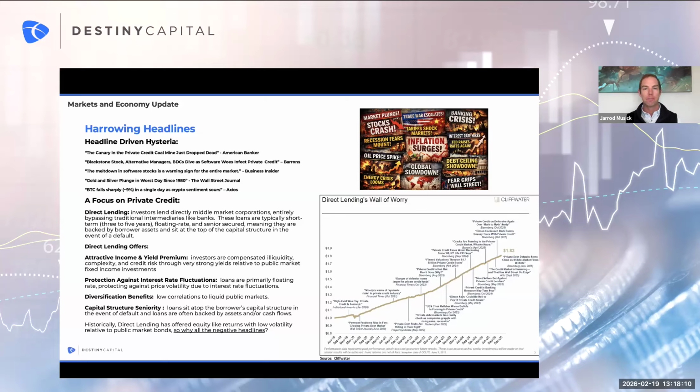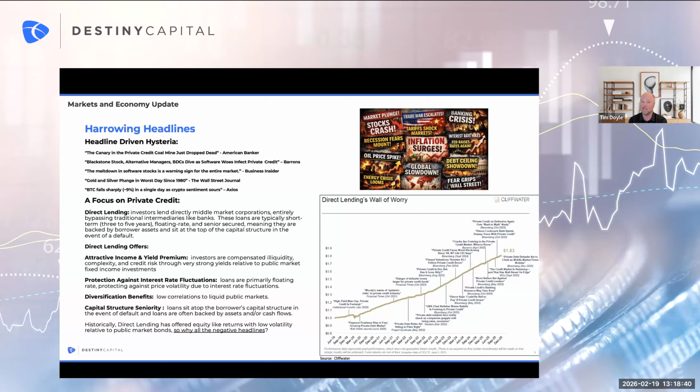Yeah, lots of clickbait out there, and it's really not just focused on one particular asset class. It's kind of run the gamut, and that's one thing I've noticed to start the year. So you've got headlines, and we've got that written up at the top left of the page. Headline-driven hysteria. We've got hysteria in private credit markets. We've got meltdown in software stocks. Is that a warning sign for the rest of the stock market?